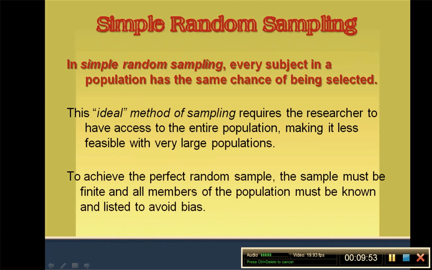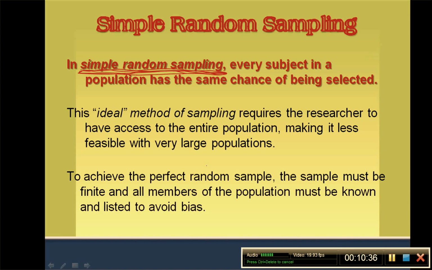In simple random sampling, every subject in a population has the same probability of being selected. What happens here is we randomly select people at every turn of the research, okay? The ideal method of sampling, this would require you to have access to an entire population. If you're studying the nurses in your hospital only, that's your population as you've defined it as the researcher, then you can get a list of your entire population and ask questions and draw inferences.